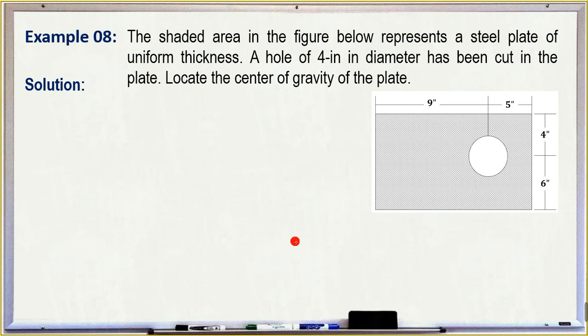So, for the last example, we're going to use the concept of moment to determine the location of the center of gravity of plane areas or plane figures. So here, the shaded area in the figure below represents a steel plate of uniform thickness. A hole of 4-inch in diameter has been cut in the plate. So locate the center of gravity of the plate. So by using moment makaibaw tanong sa center of gravity.